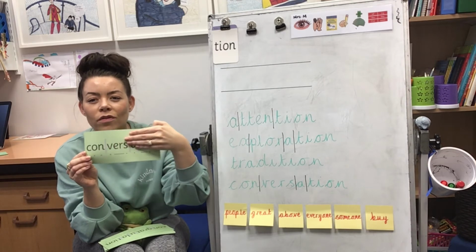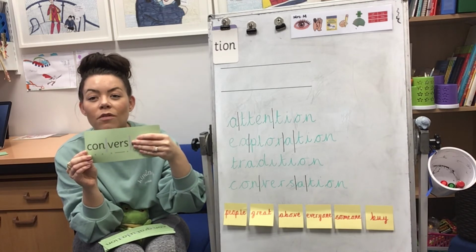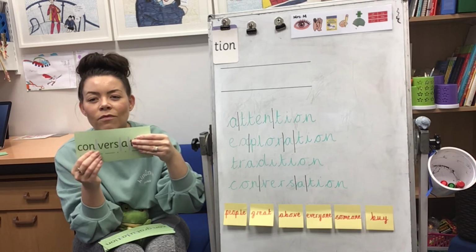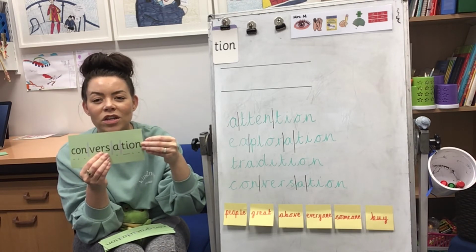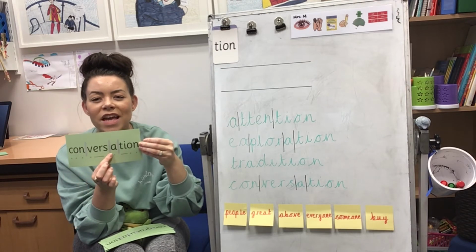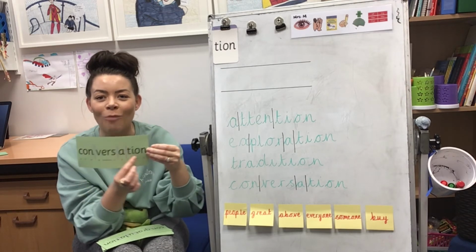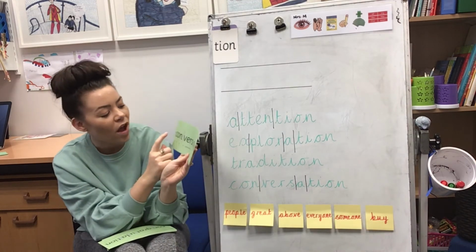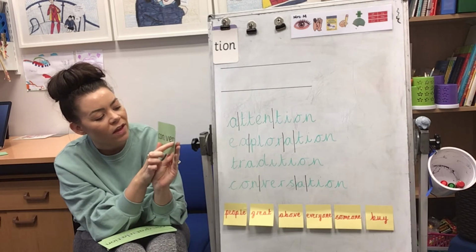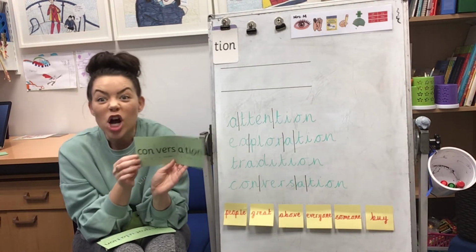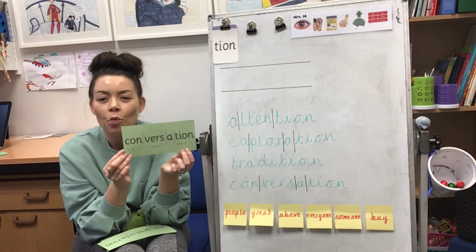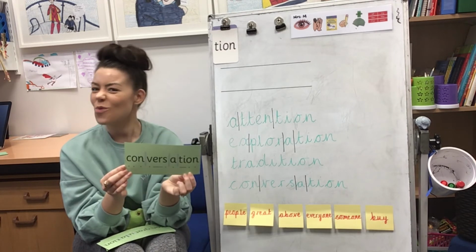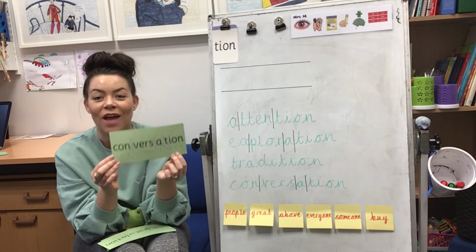Con, verse, converse, A, conversation, conversation, conversation. Well done. This word has 1, 2, 3, 4, 5, 6, 7, 8, 9, 10, 11, 12 letters. We've just read a 12-letter word. Whoa, you should be so proud of yourself.